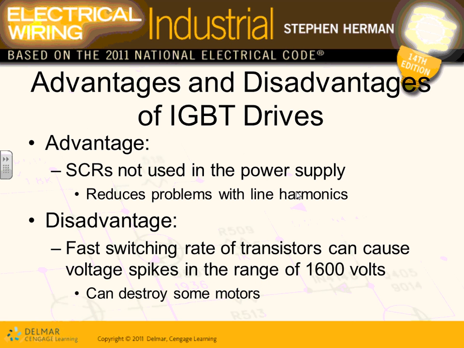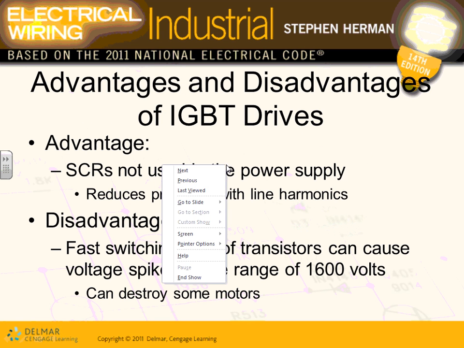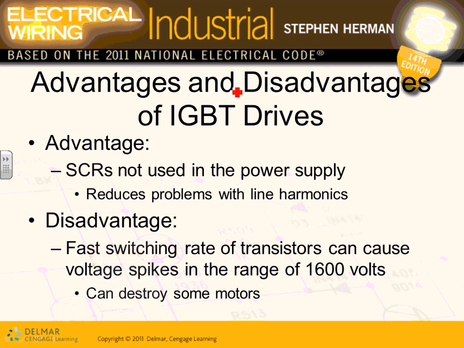So we talked about the IGBTs. Now just a few things, guys, about the advantages and disadvantages of the two technologies. Advantages and disadvantages of IGBTs. Advantage: SCR is not used in power supplies, which reduces problems with harmonics. These are the IGBTs. So what you're going to be looking at right now is basically IGBT technology. Disadvantage: fast switching. The fast switching will create very high voltage pulsation or spikes that could burn equipment.